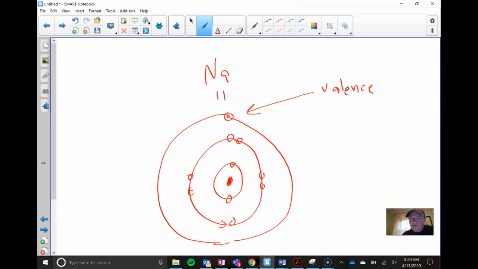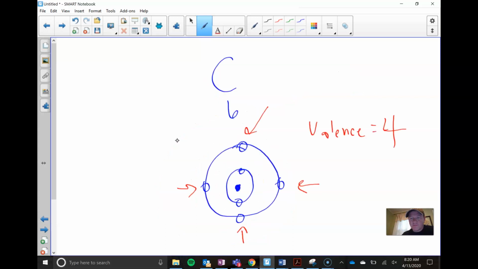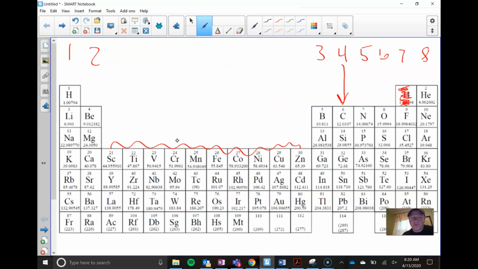Let's look at the example of sodium that we just did. How many valence electrons did sodium have? 1 valence electron. There was 1 electron in that outermost energy level. Go back to our table. What main group does sodium hang out in?